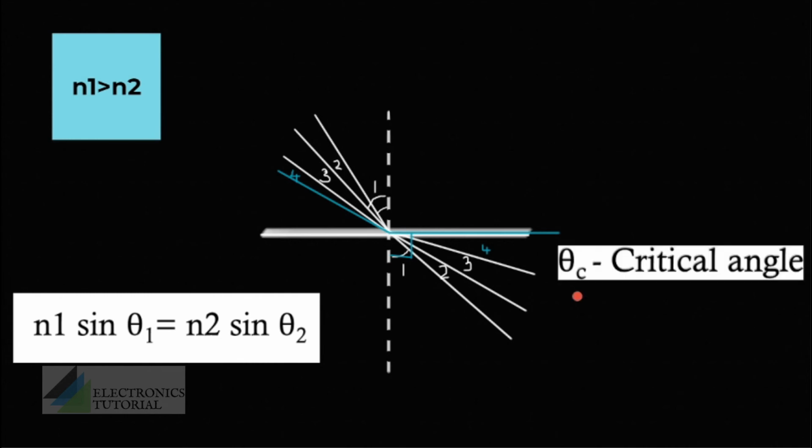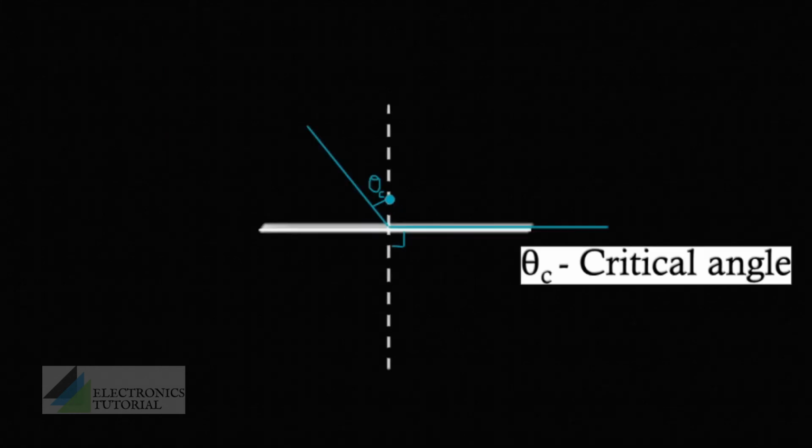Here at this point, we can define an important term, critical angle. Critical angle is the angle of incidence at which the angle of refraction becomes 90 degrees. I repeat, critical angle is the angle of incidence at which the refracted beam travels through the boundary between these two media, or it is the angle of incidence at which the angle of refraction equals 90 degrees.